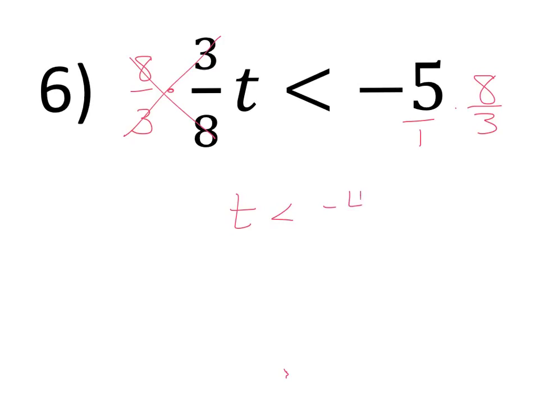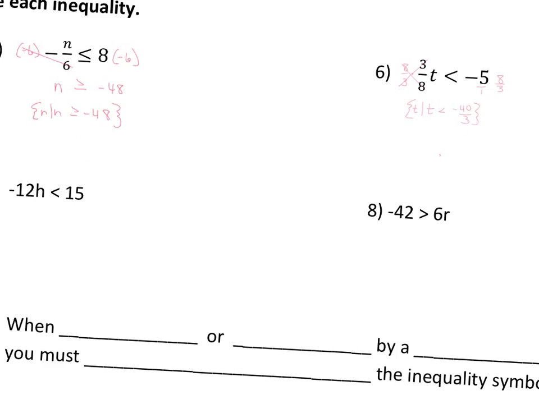And I'm just going to call this -40 over 3. Again, I'm just multiplying straight across. Finish it up with my set builder. And I'm done. All right, looking at number 7.